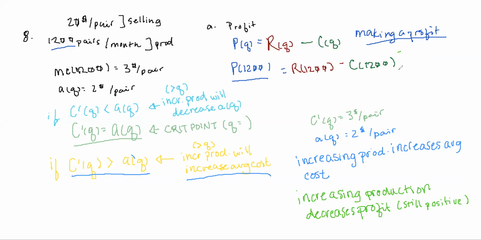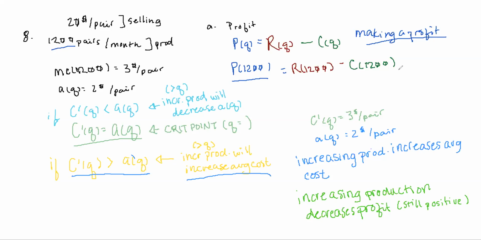Okay. So, are you okay with saying that increasing production increases the average cost? Yes. Are you okay with saying that increasing production decreases our profit, even though the profit is still positive? Say that again? Increasing production increases our average cost. If our average costs increase and our revenue doesn't change, then our profit is going to decrease relative to what it once was. Okay, I'm good with that.